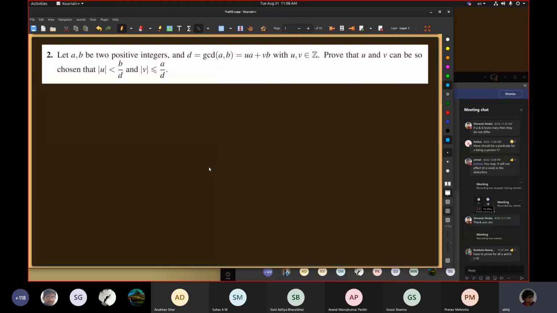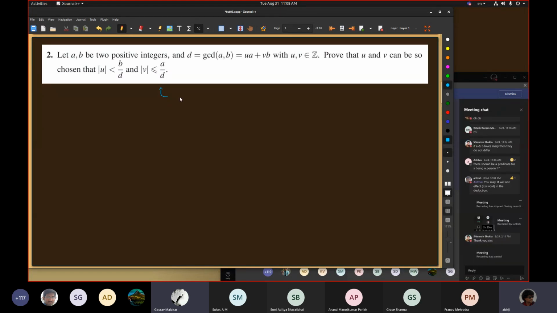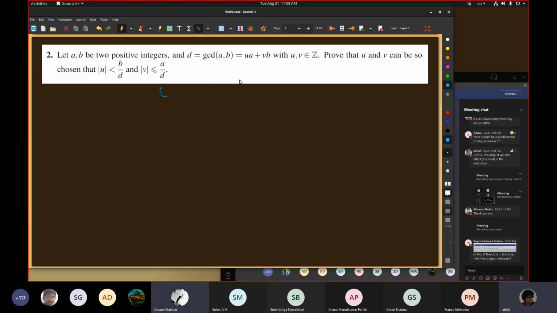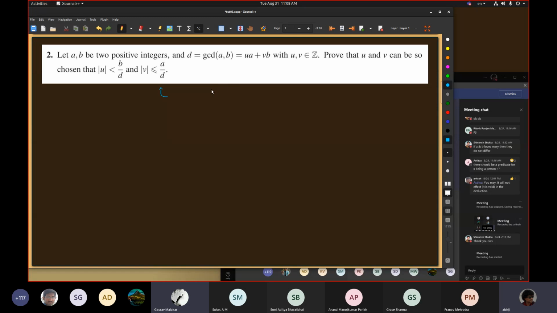Okay, maybe it's a little bit difficult to start with, so I will give you an initial suggestion. If you take B equal to A by D, then we can derive a value of U. In that condition, V equals A by D. And then we can derive a value of U which will have modulus less than B by D. Okay. So here is the suggestion anyway.